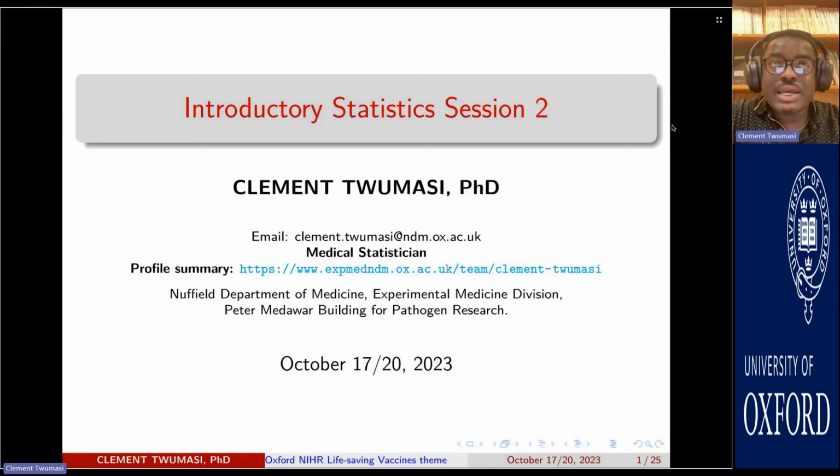My name is Clement. I am a medical statistician at the Nuffield Department of Medicine at Oxford University. Prior to that, I was a clinical trial statistician at Imperial College. And then I had my PhD and my postdoc at Cardiff School of Mathematics and the Oxford Statistics Department, respectively.